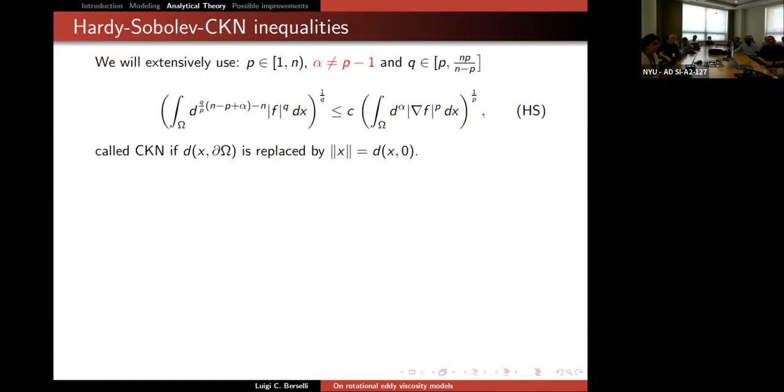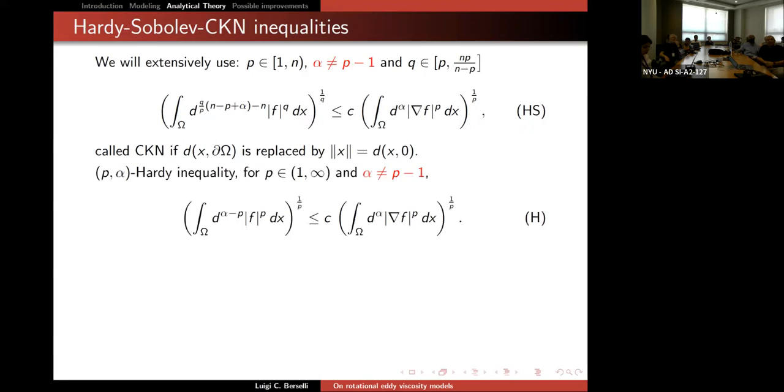The other tools that we need are the Hardy and the Caffarelli-Kohn-Nirenberg inequalities. This is an inequality that tells you that you can control the p norm and the q norm, and if you have no weight, this is exactly the Sobolev embedding. So this is a generalization of the Sobolev embedding when you have the distance from the boundary. And in the original paper, Caffarelli-Kohn-Nirenberg considered not this function, but the distance from the origin. So this is not the famous Caffarelli-Kohn-Nirenberg paper. It is another one that appeared two years later, which is connected with different tools.